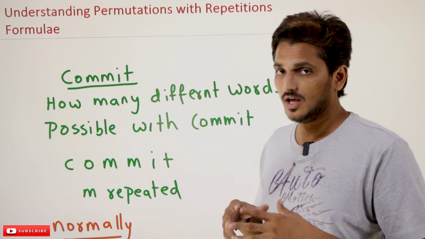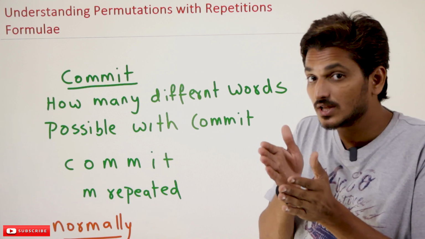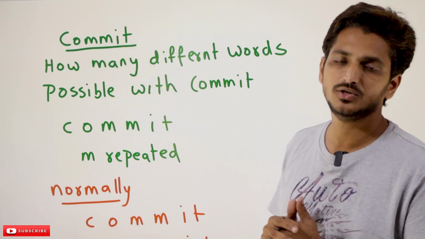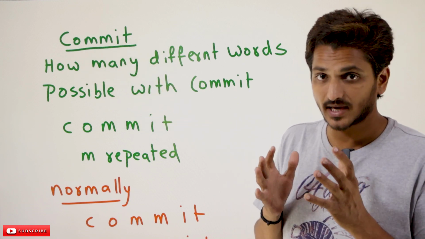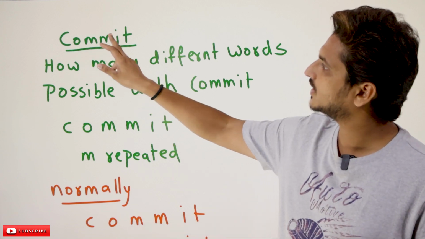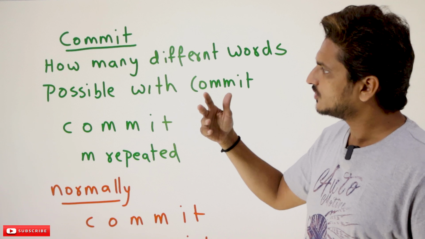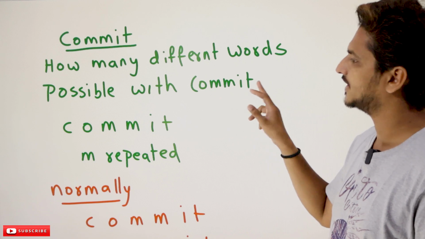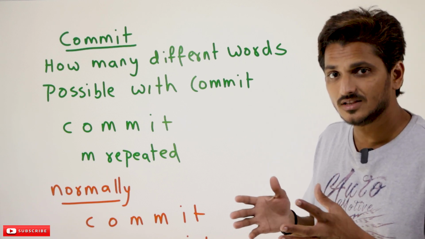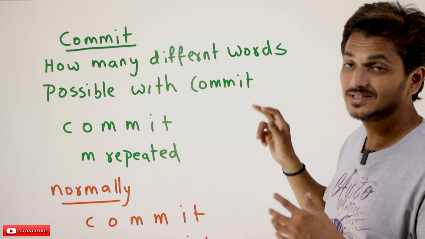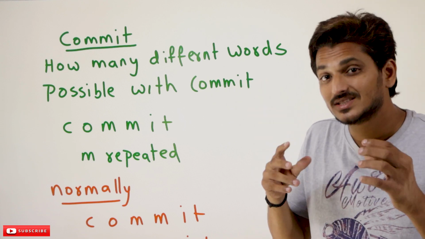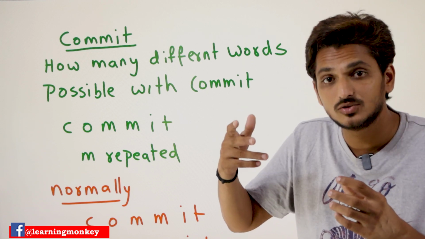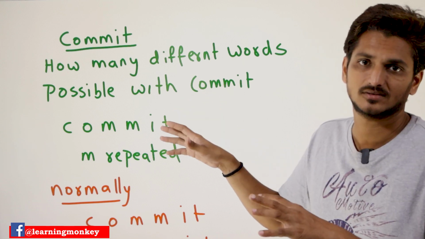Coming to today's class, first we need to understand what permutations with repetitions means. Let's take this example, COMMIT: C-O-M-M-I-T. This is the set of characters they have provided, and they ask questions like: how many different words are possible with COMMIT? How many characters are there in COMMIT? 1, 2, 3, 4, 5, 6 characters are there. Using these 6 characters, permutations means arrangements. How many different ways can you arrange these 6 characters?